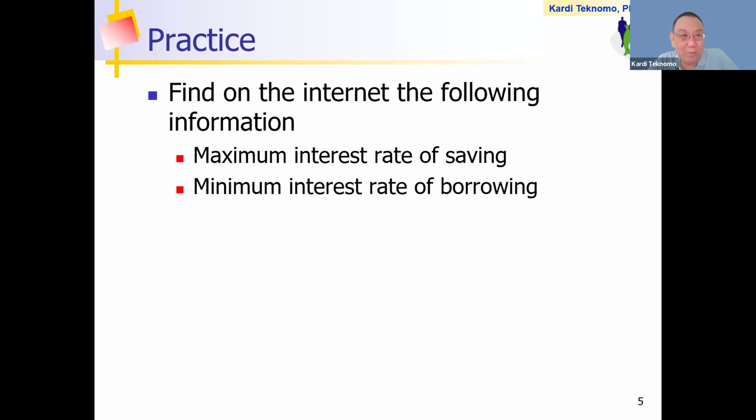Go to your Google. I'm looking at the bank BPI, the interest rate per annum is 0.0925. Wow, 0.0925. That is the interest of saving. Percent. Yes. Okay. And if you borrow?